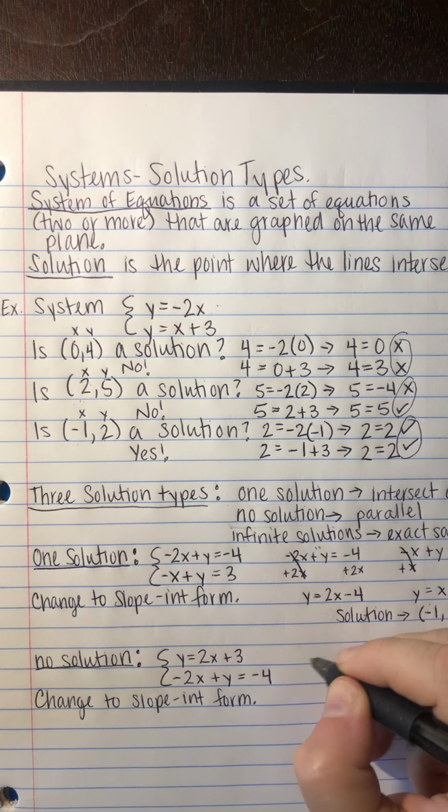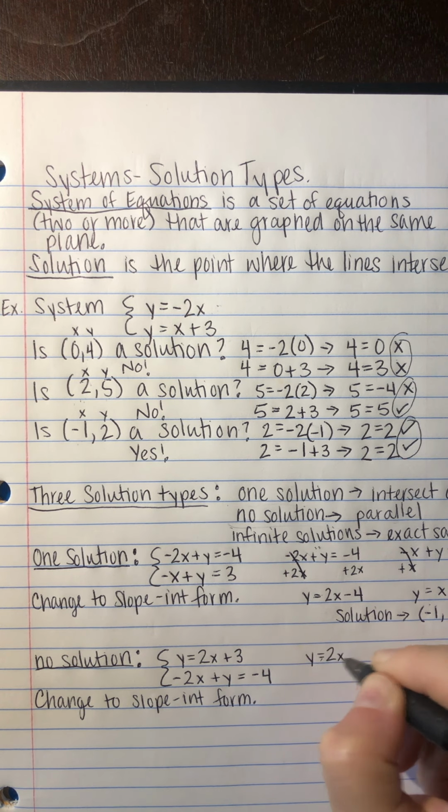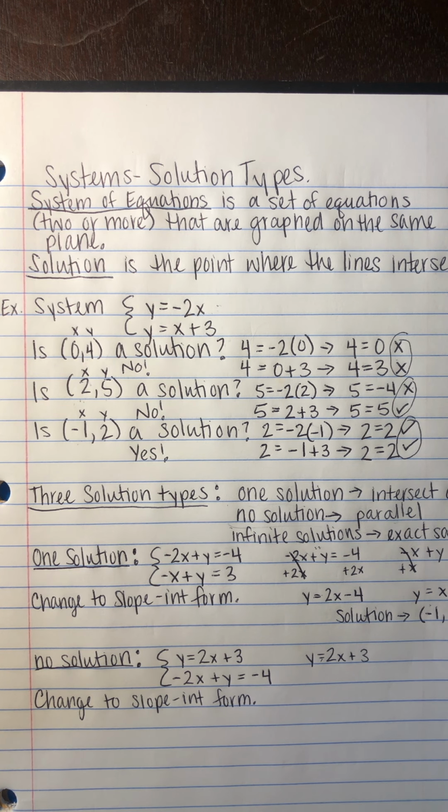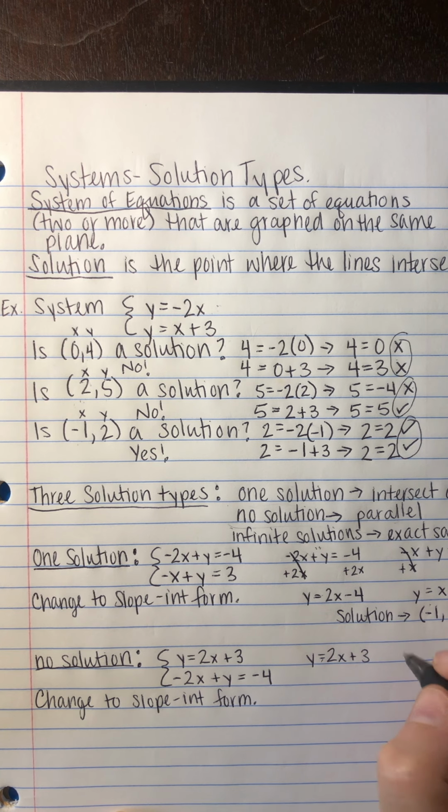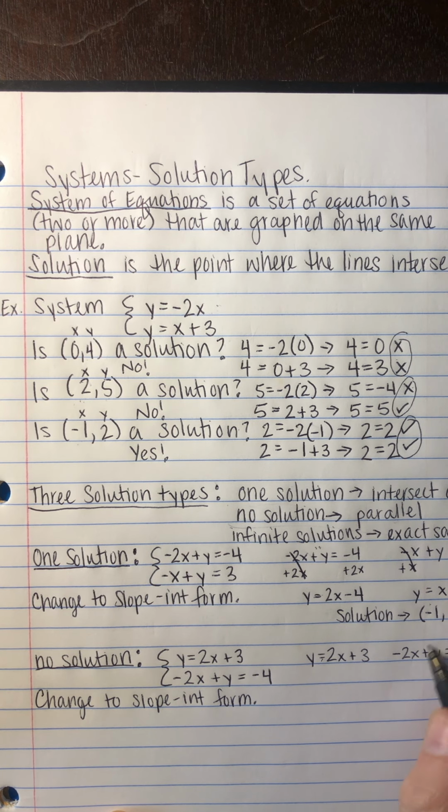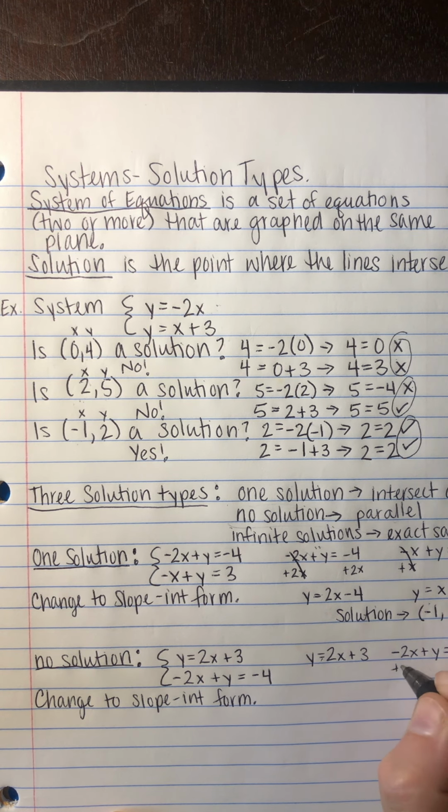All right, this one is good. y equals 2x plus 3. It's already in that y equals mx plus b. This one we want to do negative 2x plus y equals negative 4. In order to get our y by itself, we're just going to add that 2x to both sides. And we're going to end up with y equals 2x minus 4.